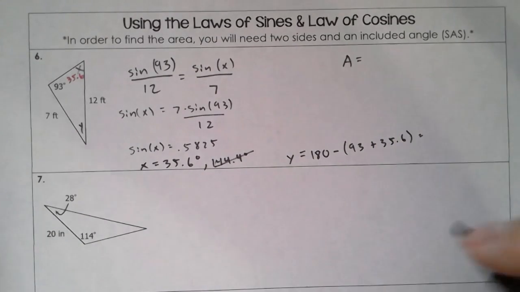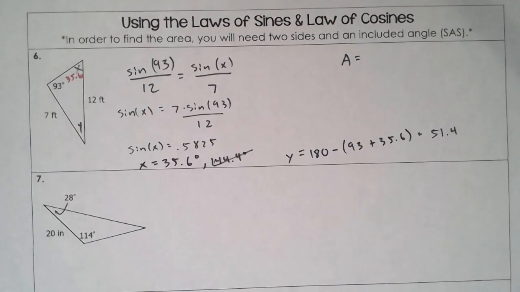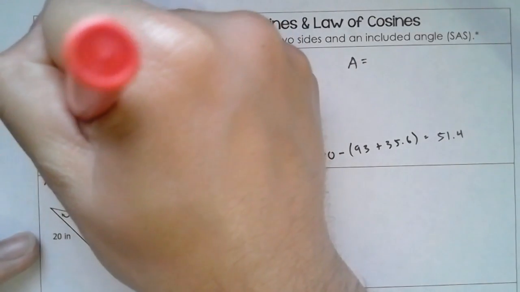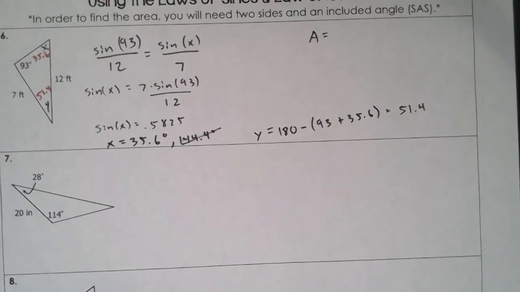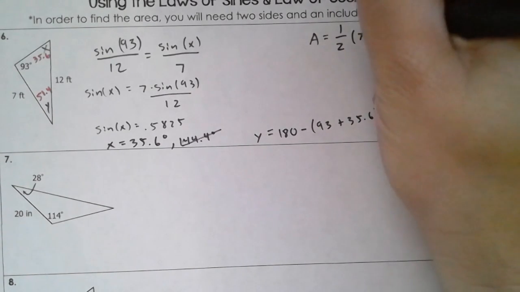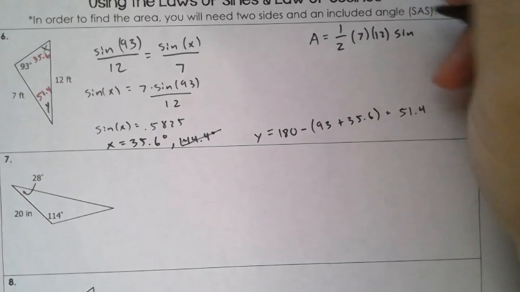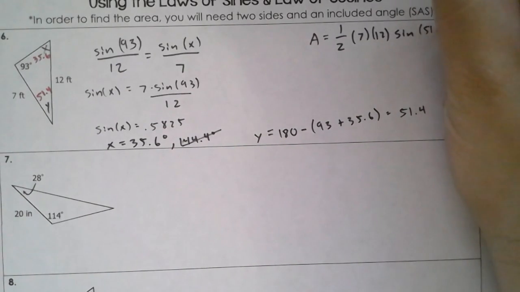You're going to get that angle Y is equal to 51.4. So this guy here is 51.4. So now I can plug into my formula. I get the area is equal to 1/2 times 7 times 12 times the sine of the one we just found, right? So 51.4.